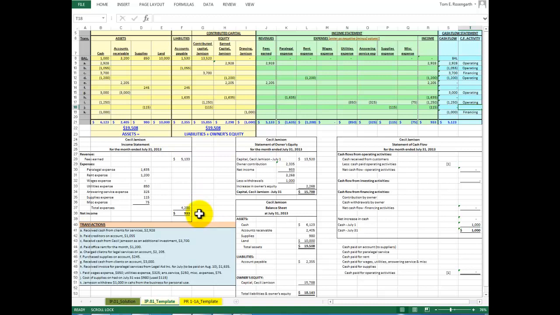Now, that net income is for the benefit of the owner, so net income increases the equity of the business, and it is transferred to the statement of owner's equity. The statement of owner's equity merely shows what the owner's claim on the business was at the beginning of the month, the increases and decreases, and what the owner's claim on the business would be at the end of the month.